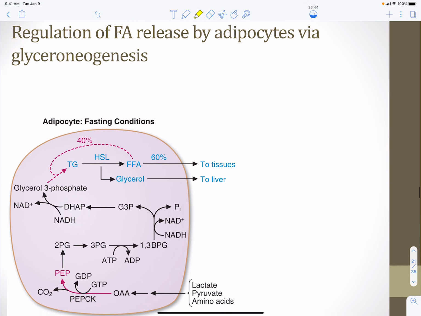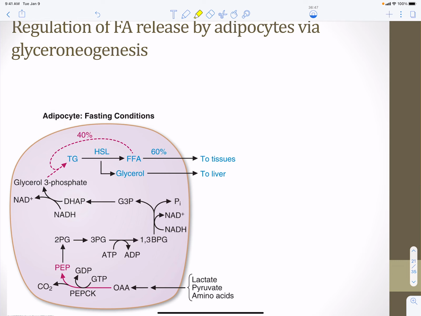So the regulation is a little bit different. So as your adipocyte is going to be stimulated by the changes in the hormone levels to release fatty acids, the fatty acids can actually get re-esterified.